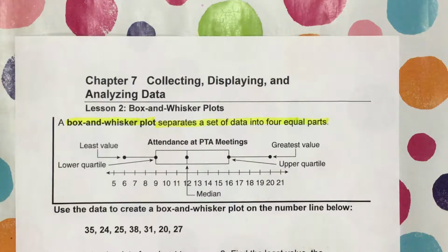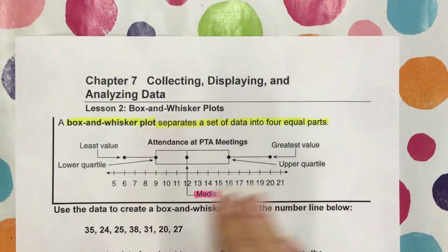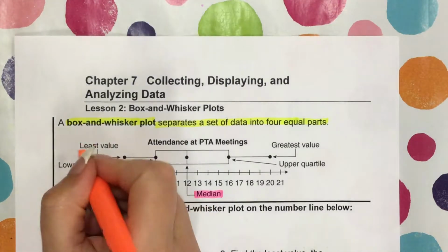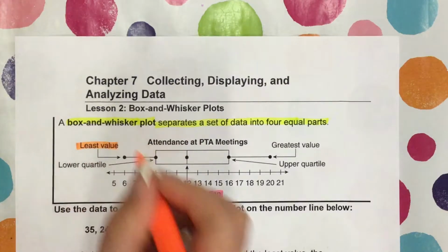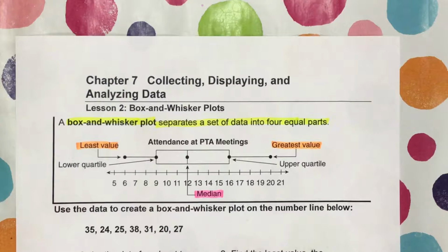You have some different things. Number one, you have a median, and we talked about that. That is the midpoint of all of the list of data. You also have some other things that we discussed before, which are the least value and the greatest value. And then we have 2 terms that are new. That would be the lower quartile.